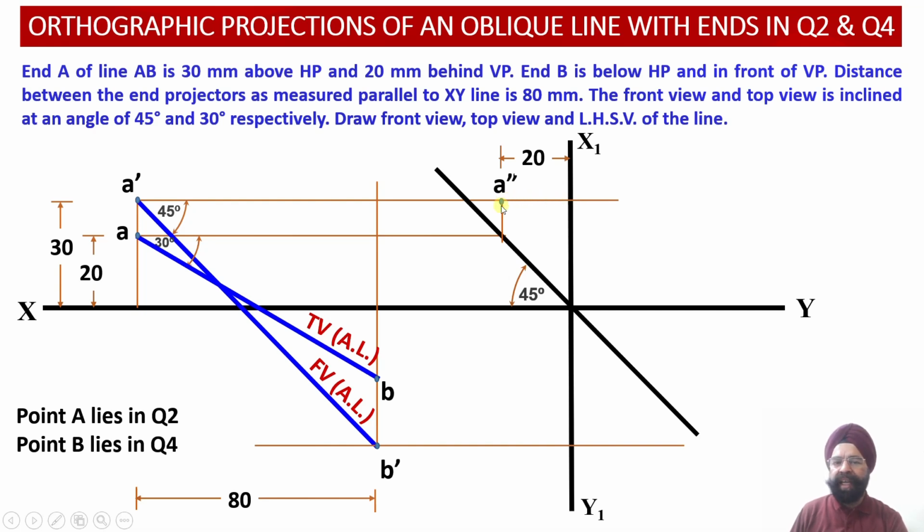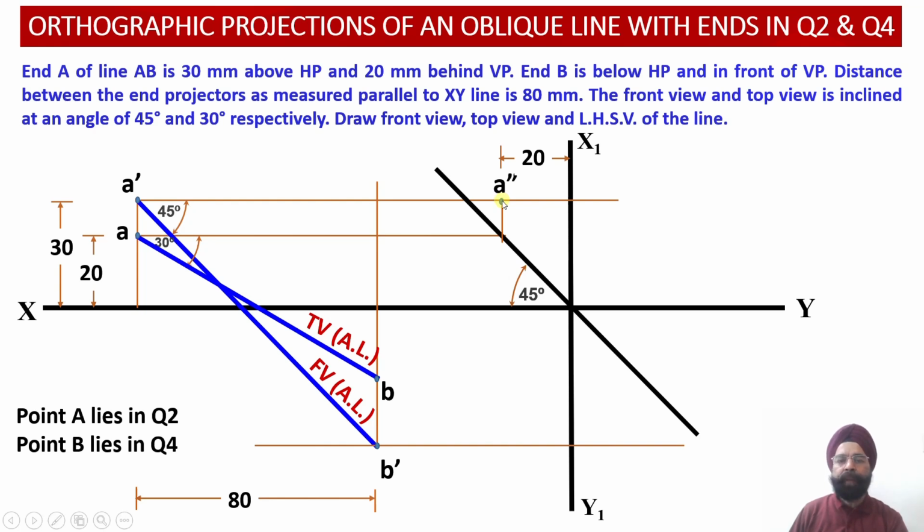Now we can check that point A double dash has been located in the profile plane in such a way that it is located at a height of 30 millimeter above the horizontal plane, and it lies at a distance of 20 millimeter behind the vertical plane. So this distance from the top view has been transferred to the same distance in the profile view over here, right? This is the purpose of using this transfer line.